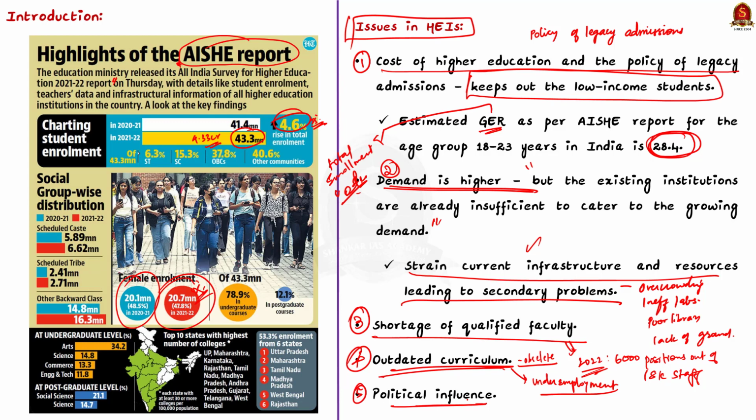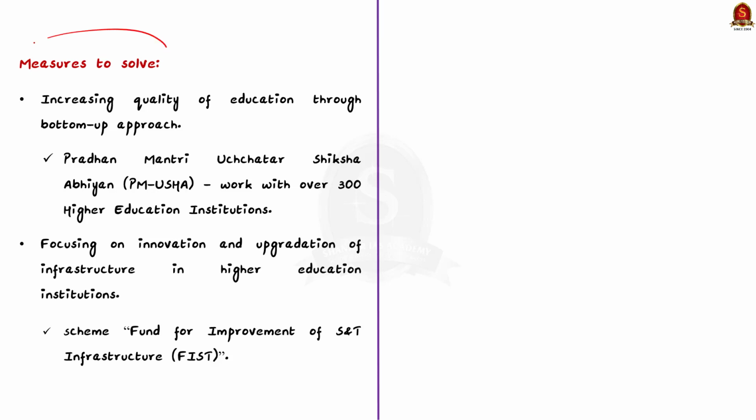Moving on, here we have to write about the measures taken for addressing the said issues. Firstly, increasing the quality of education through a bottom-up approach. To make this possible, the government has launched Pradhan Mantri Uchchatar Shiksha Abhiyan or PM-USHA. This scheme basically aims to work with over 300 higher education institutions, including state universities and affiliated colleges, to raise the quality of education. Additionally, it focuses on improving graduate employability through funding for the promotion of market-linked courses, industry connections, internships, etc.